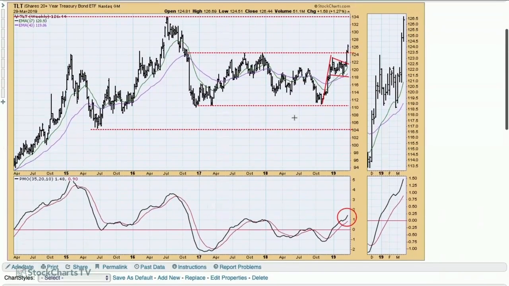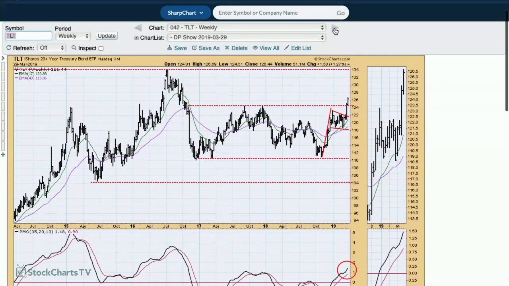You can see now it's broken above its trading range. It's still not a decisive break, but it's looking pretty convincing to me. And weekly PMO is standing on end, moving higher. Yep, higher than previous tops too. That's good.